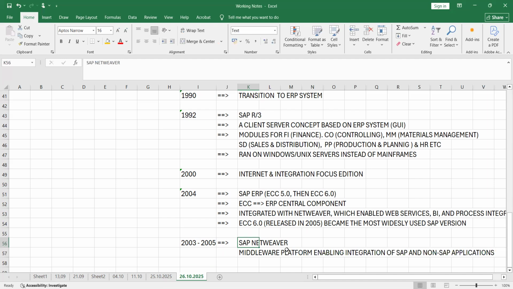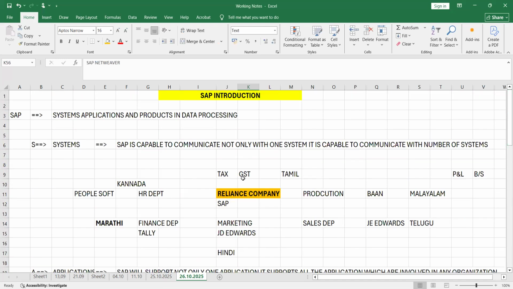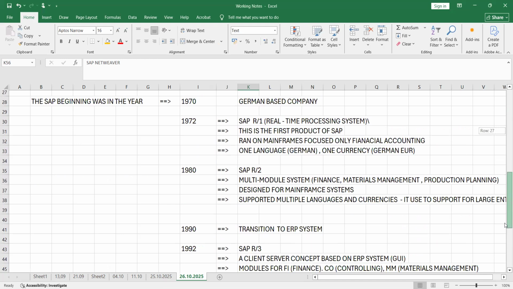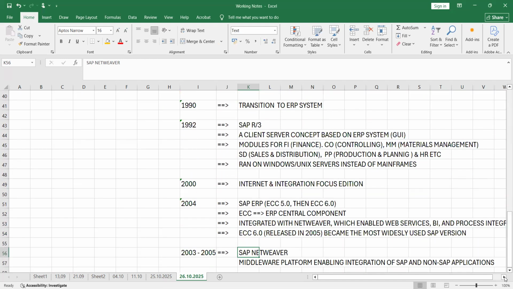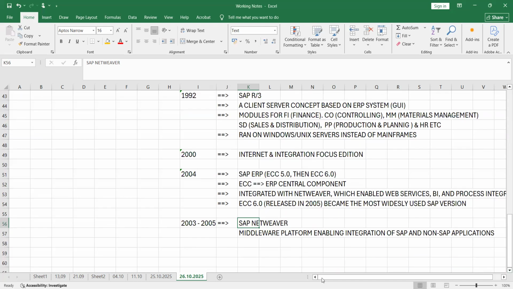As I said in the example, SAP can communicate not only with one system, it can communicate with all other systems. That was possible when they introduced SAP NetWeaver. So it's a middleware platform, nothing but an interface which can be integrated with SAP to SAP systems and SAP to non-SAP applications. Clear?